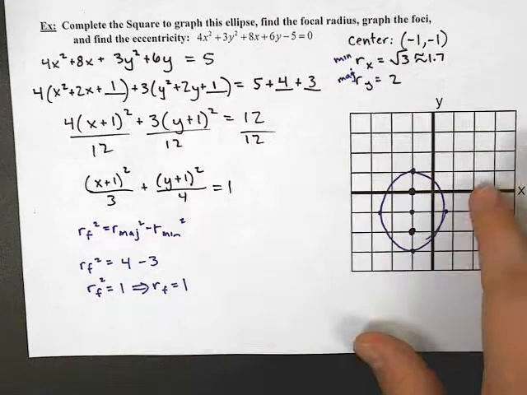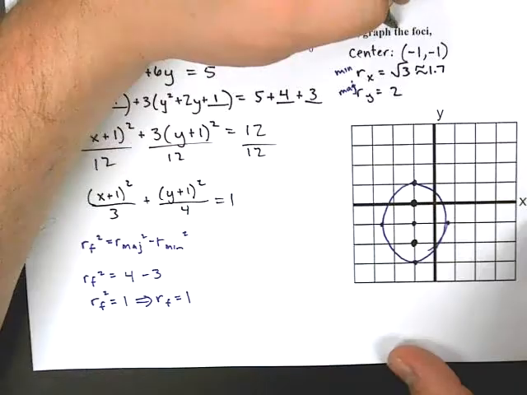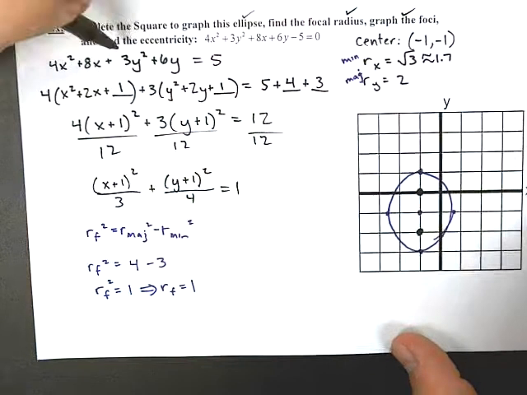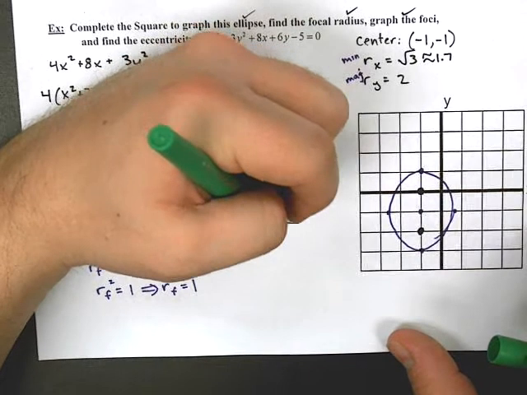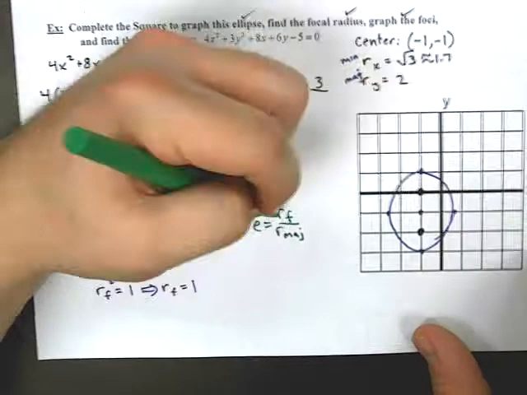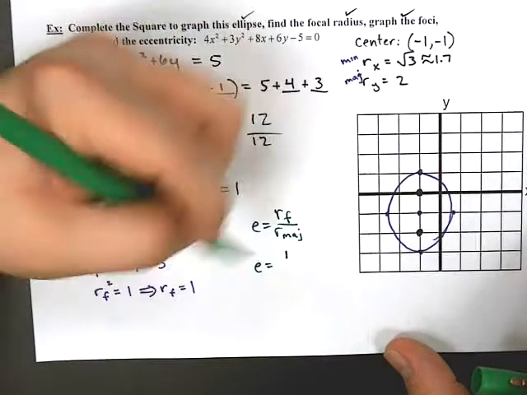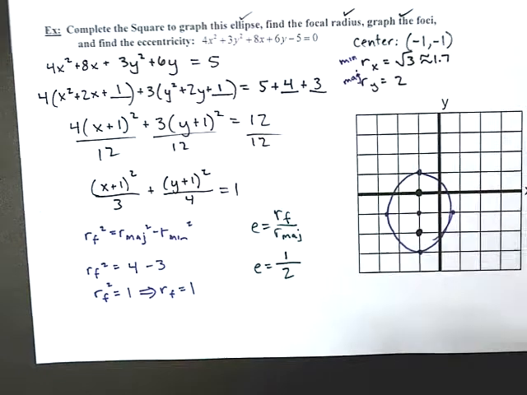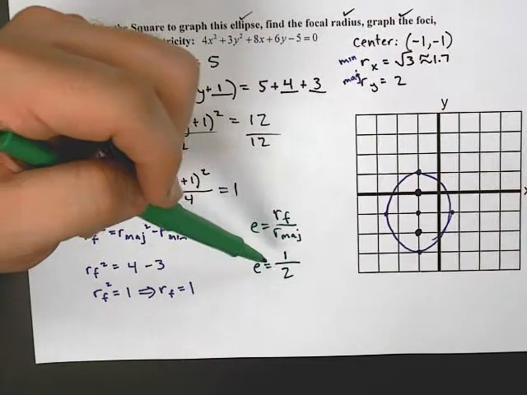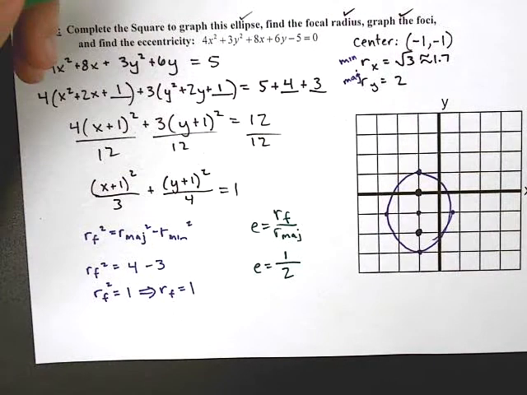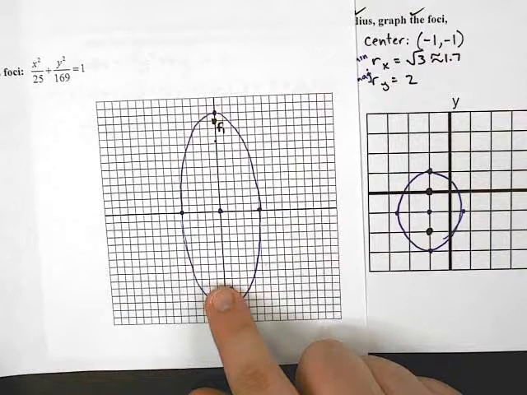So now let's see, go through. We've completed the square, we've graphed the ellipse, we've found the focal radius, we've graphed the foci from the focal radius. Now we're going to get that eccentricity. So the eccentricity, remember, for an ellipse now is way easier. It's just r sub f over r major. And so e is equal to 1 over 2. And hopefully that confirms what you thought earlier. This eccentricity should be closer to 0 than the other eccentricity we calculated. And why is that? Well, because it looks closer to a circle than this one, right? Okay.